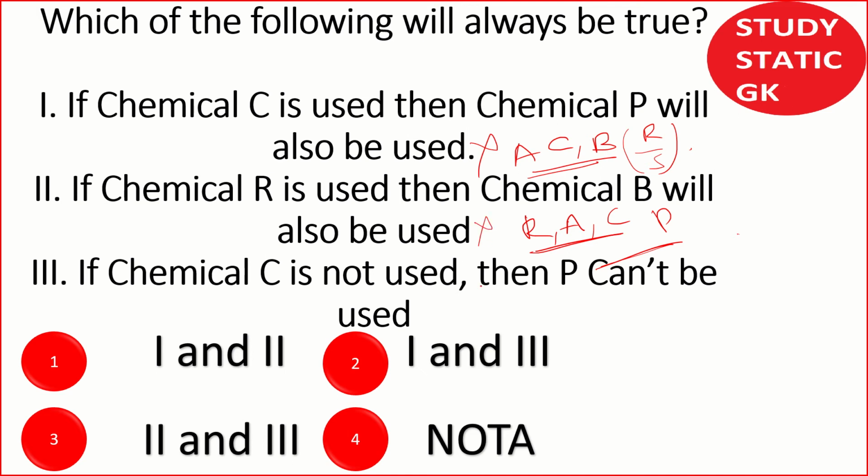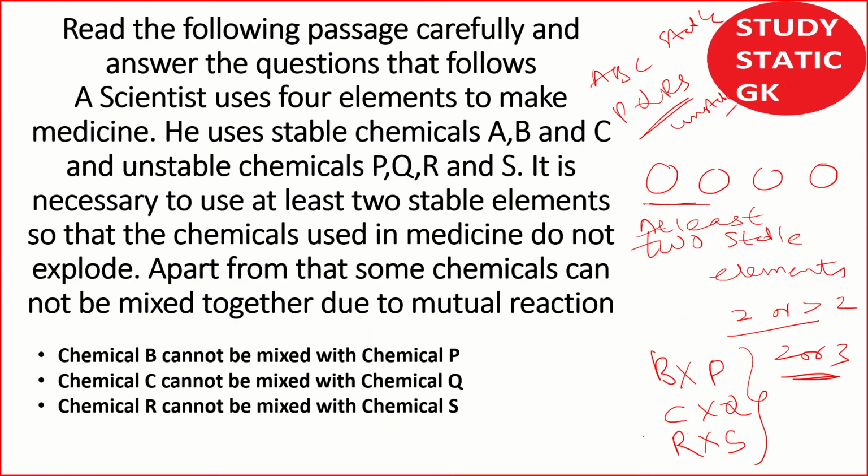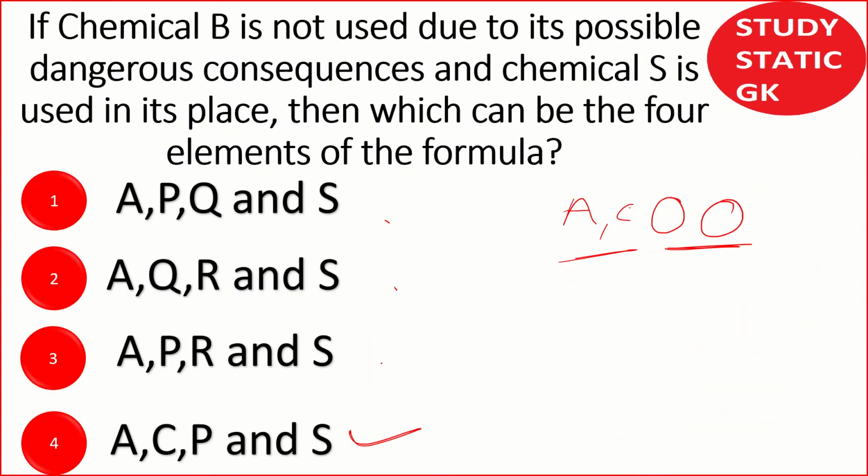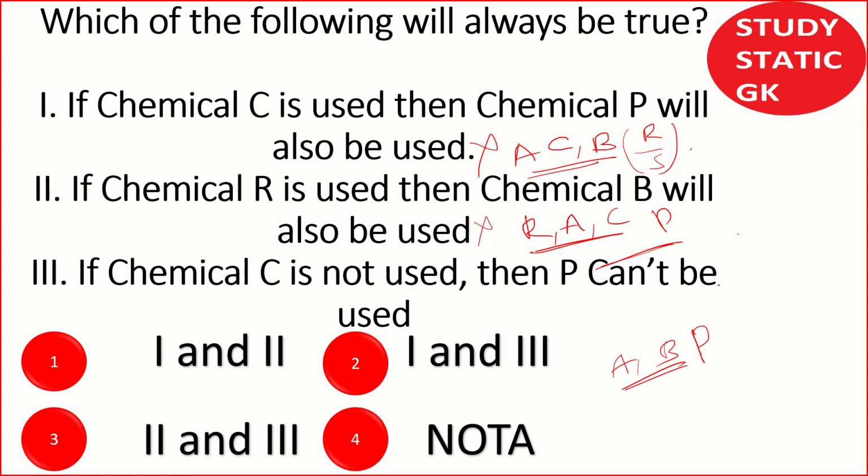Right, again, if chemical C is not used, that means A and B should never definitely be used. Then P can't be used. He is saying P can't be used. So with P we will try to find out the compound. If P is there, right? If C is not there, that means Q should not be there, but P may be there. Right? P may be there. But again, one of the unstable compounds is one of the R and S. So this is also one of the possible cases. So instead of always being true, there is no option that is always true. So none of the above is the answer.